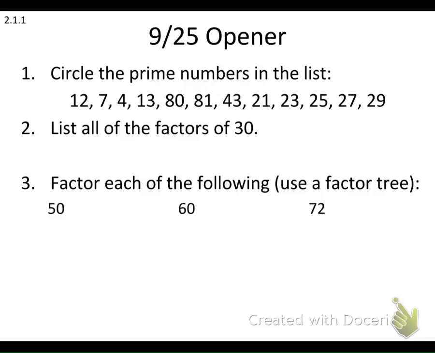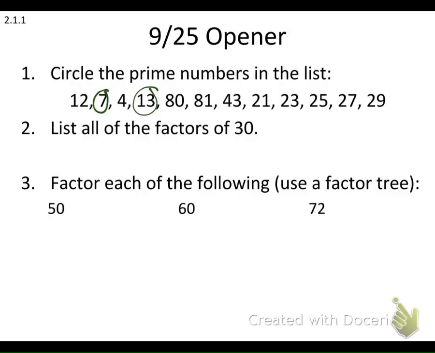So going through this list, is the number 12 prime or composite? Composite. Factors of 12 are 1, 12, 2, 6, 3, 4. So right there it has 6 factors. So 12 is composite, so we won't circle it. What about 7? It's going to be prime, so we're going to circle it. 4? 13. So what are my other prime numbers here?